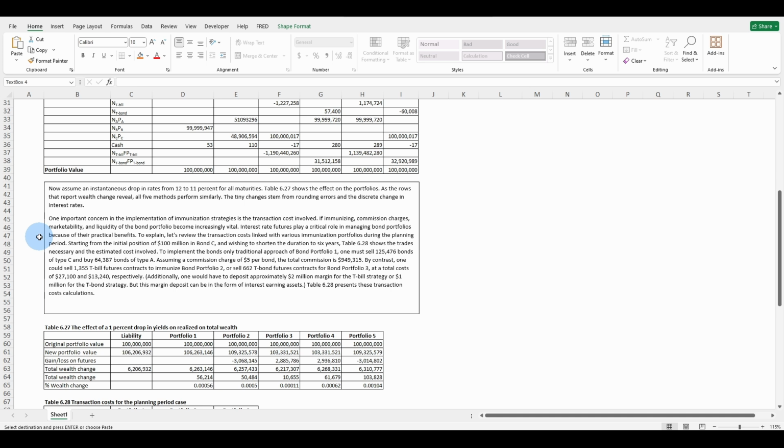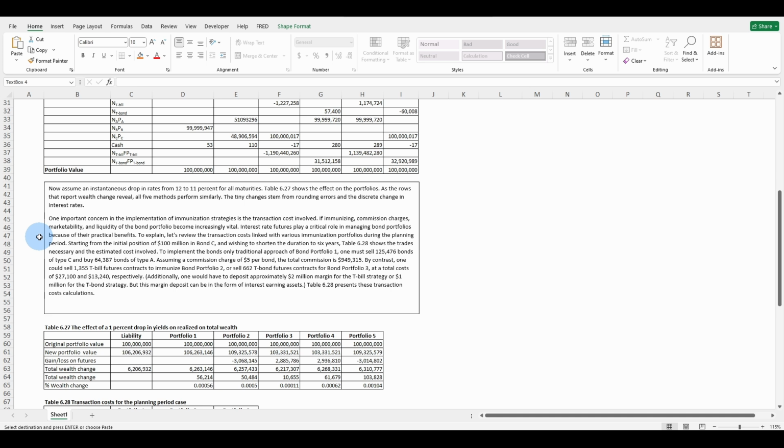One important concern in the implementation of immunization strategies is the transaction cost involved. If commission charges, marketability, and liquidity of the bond portfolio become increasingly vital when immunizing, interest rate futures play a critical role in managing bond portfolios because of their practical benefits. To explain, let's review the transaction costs linked with various immunization portfolios during the planning period.